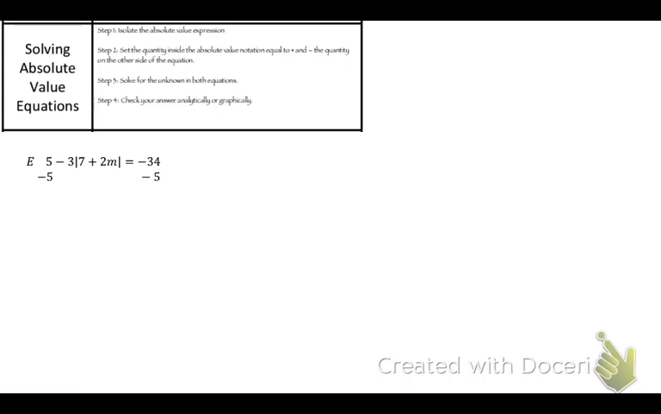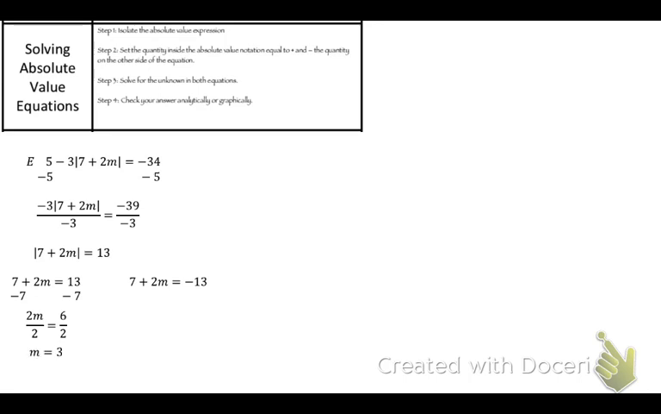Let's look at E. Whoops, I skipped a step. So if we have 5 minus 3, absolute value of 7 plus 2m equals negative 34. First, we're going to subtract that 5 over. So you get negative 3, absolute value of 7 plus 2m equals negative 39. Now we can divide by that 3. So you get the absolute value of 7 plus 2m equals 13. So we're going to have 7 plus 2m equals positive 13. And 7 plus 2m equals negative 13. Subtract that 7, you get 2m equals 6. Divide by 2, m equals 3.